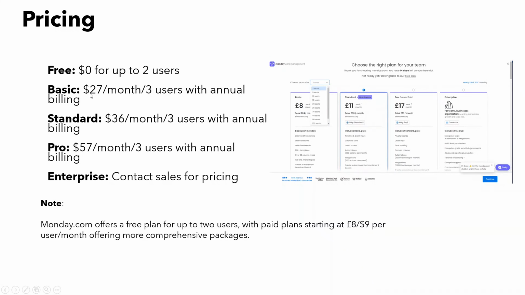But yeah, if we just did it on a 3-user scenario, it will cost you around $27 per month for 3 users with annual billing, $36 a month with annual billing, $57 a month with annual billing. Now, if you do the annual billing, it is slightly more affordable. You get a saving of around, well, it depends what promotion they're running at the time. When I was doing this, it was 18%. If you did pay on a monthly basis, it is slightly more expensive, but you do get the flexibility of not tying yourself into a contract.